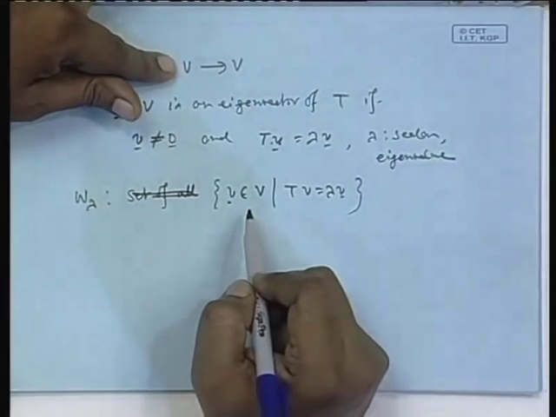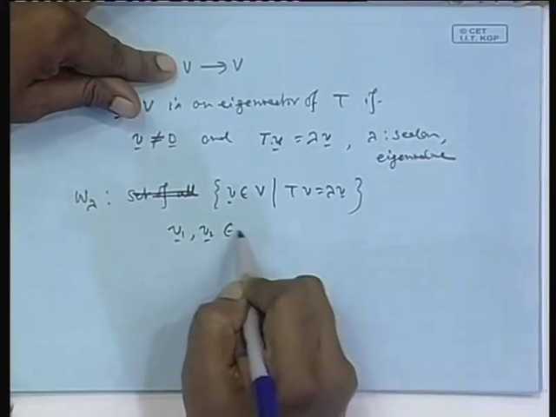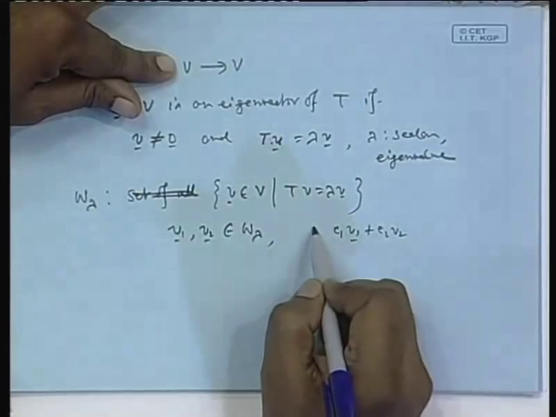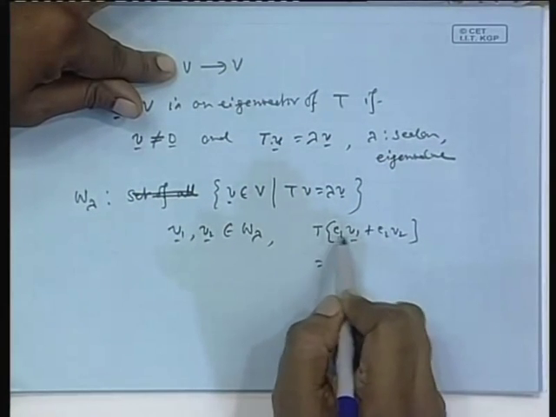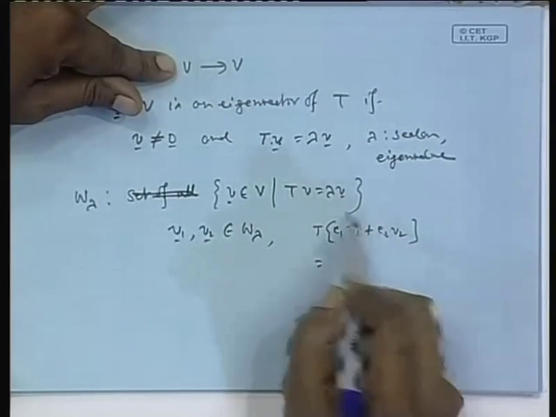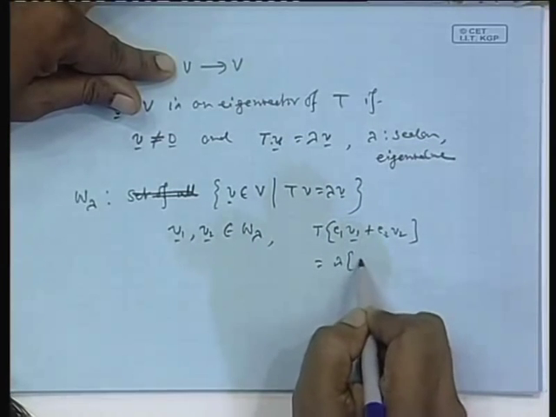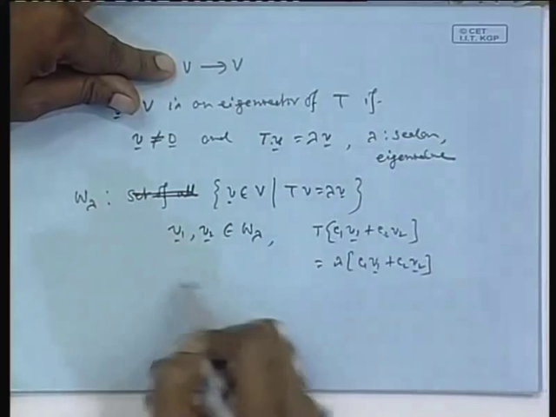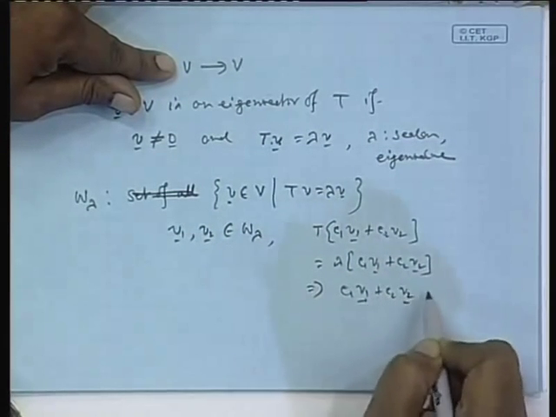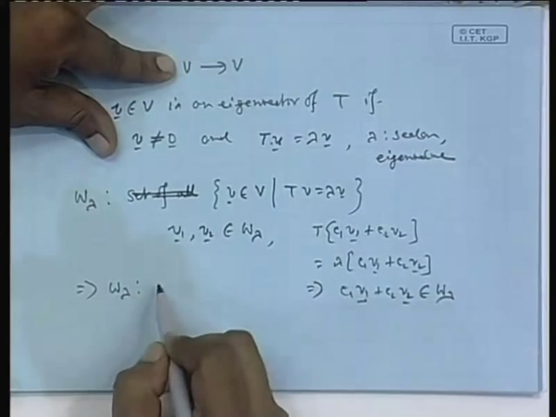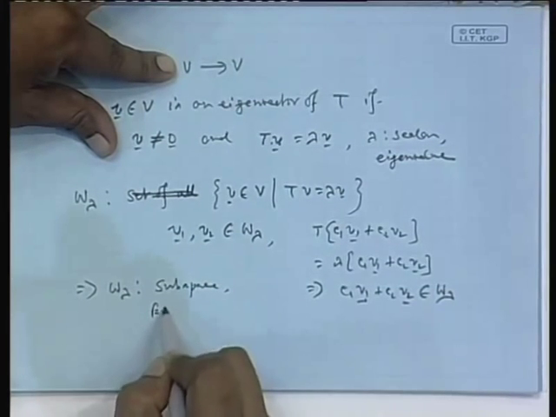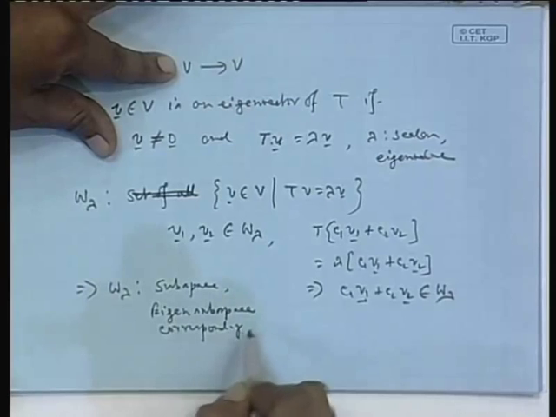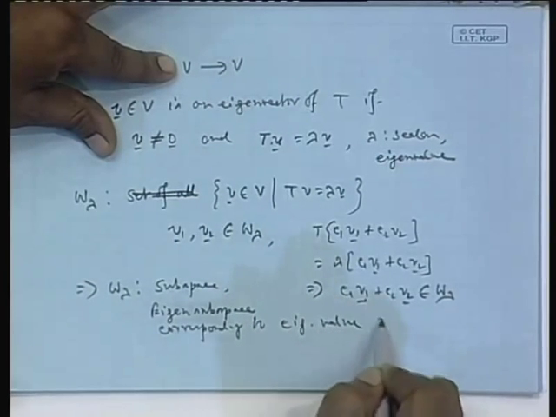Then this is a subspace, because if you take v1 and v2 elements of W lambda, then c1 v1 plus c2 v2 also belongs to W lambda. If you apply T on it, you can use linearity: c1 into T v1, which will give you lambda v1, and c2 into T v2, which will give you lambda v2. So, lambda you can take common, and again you get c1 v1 plus c2 v2, which means c1 v1 plus c2 v2 belongs to W lambda. That means W lambda is not just a subset, it is a subspace, called the eigen subspace corresponding to eigenvalue lambda.